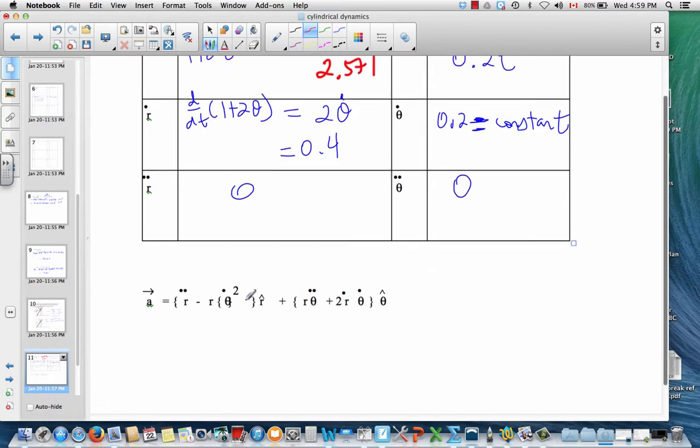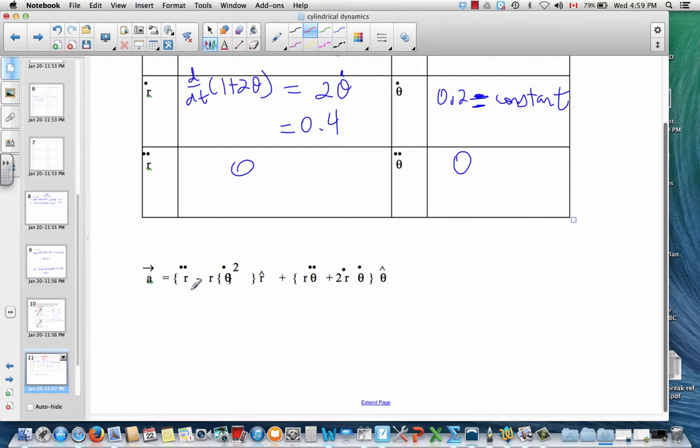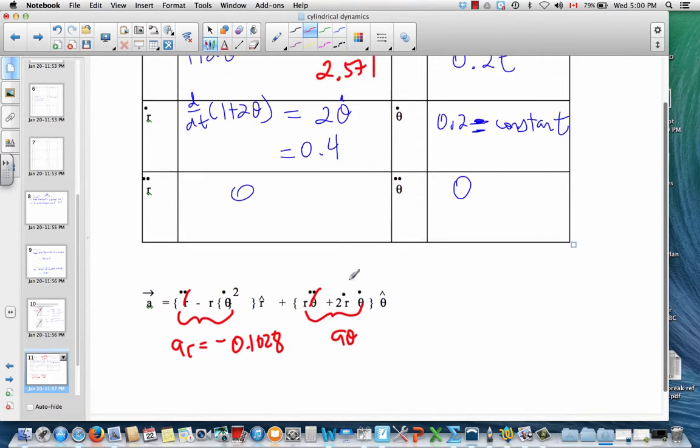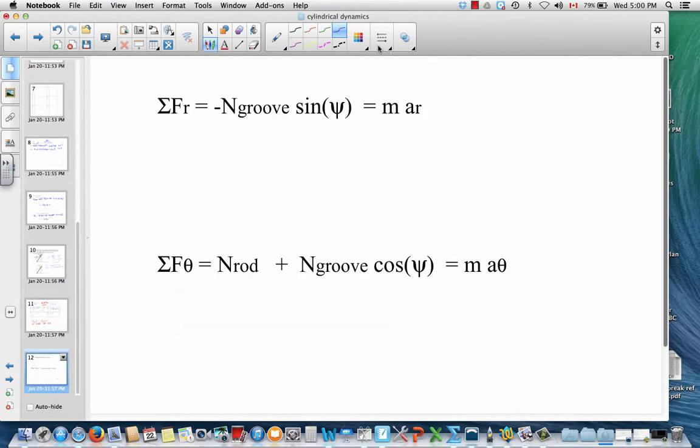So now we can do our kinematics here. Substituting in, we get for the radial acceleration a value of minus 0.1028, and then substituting in for the theta acceleration, both of these terms are just 0, so this is r theta dot squared. So that was just the 2.571 times 0.2 squared gives this. And then here it's just 2 times r dot times theta dot, so it's just 2 times that one, and that gives a value of 0.16. So now we substitute those into our dynamics equations, and then we can calculate the unknown forces.